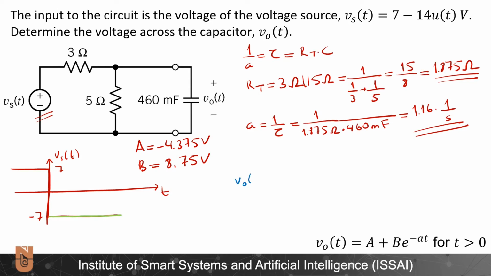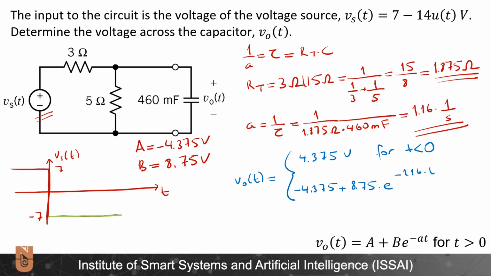Finally, V out of t will be 4.375 volts for t less than 0, and it will be minus 4.375 plus 8.75 times e to the minus 1.16 times t volts for t greater than 0. This is my final solution.